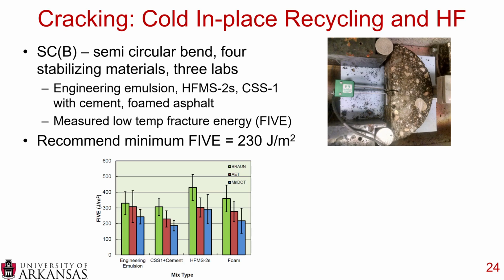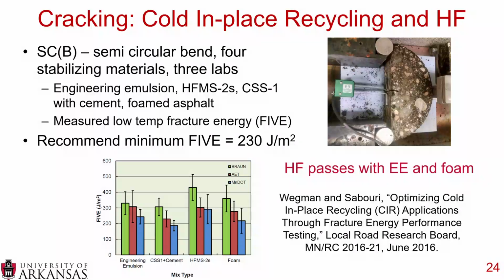And they recommended a minimum G_f value of 230 joules per meter squared. So basically, what is the minimum fracture energy required for a good performing mixture? And you can see that the high float performed higher than that 230 in all of them. So the high float passed, the engineering emulsion passed, and the foamed passed. The CSS-1 with the cement, unfortunately, did not pass.